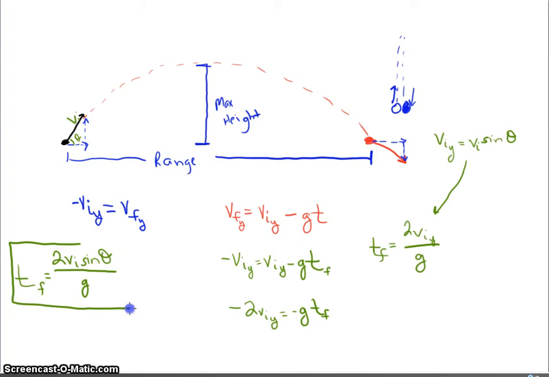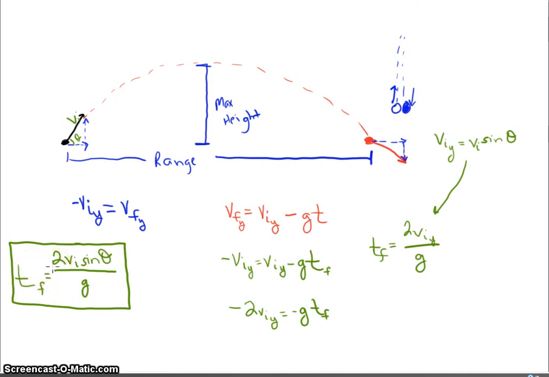And that will tell me how long my object is in the air from when I start to when I end. Now, we can also do it the other way that we did it, where we find it going up, and then we just multiply it by 2. But notice that this is the exact same thing. Vy, which is vi sine theta, divided by g, now I'm just multiplying it times 2.